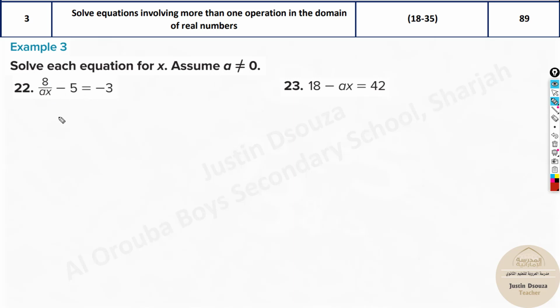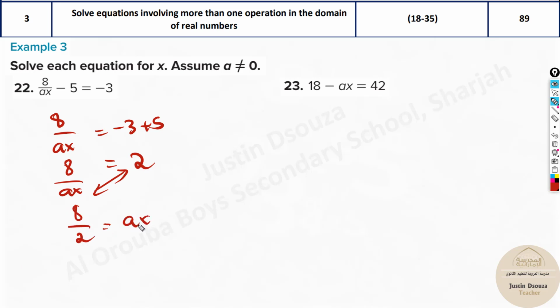Here you can take minus 5 to the other side. It becomes 8 by ax. Minus 5 to the other side is minus 3 plus 5, which gives you 2. 8 by ax, ax goes to the other side, 2 comes over here. Swap this. Okay. 8 by 2 equals ax. The denominator, when it moves to the other side of equal to, becomes numerator, and the numerator becomes denominator. Now 8 by 2 is 4 equals ax. A to the other side, 4 by a equals x.